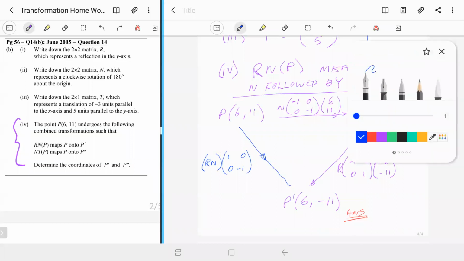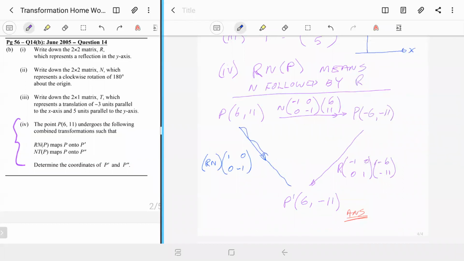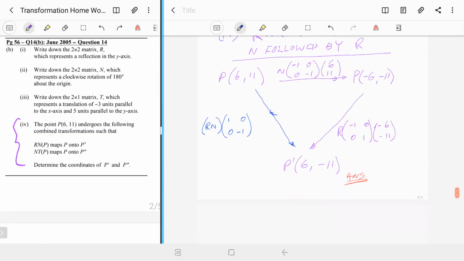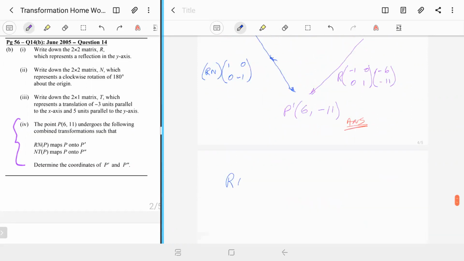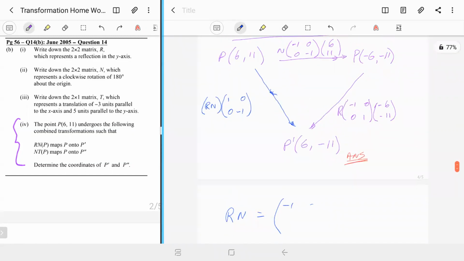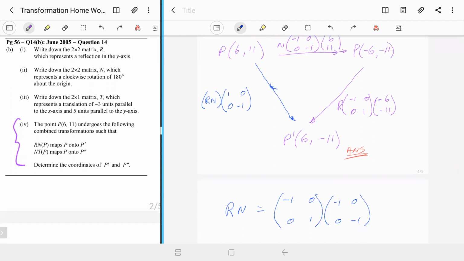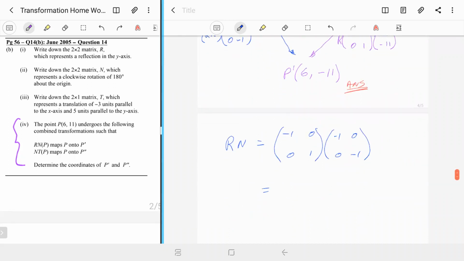Understand? That's the beauty of it. You can know the answer from the must-know items, guys. Maybe you're not fully getting it yet. Let me multiply them and show you down here. If I multiply R times N, the R is negative 1, 0, 0, 1 and the N is negative 1, 0, 0, 1. I'm telling you, the answer is going to be the x-axis reflection matrix. I know the answer before I even do it.